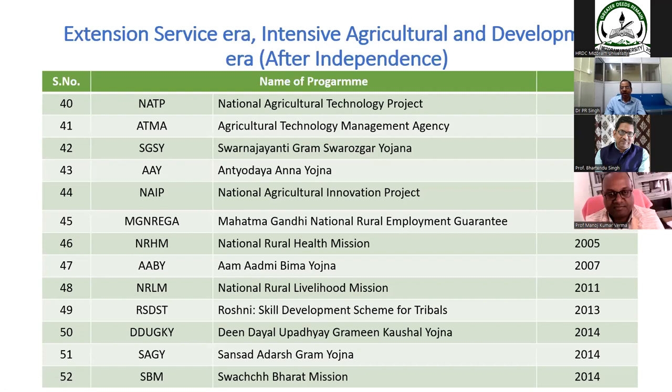Then ATMA is also, NATP is also functioning, but NAIP, the National Agriculture Innovation Project, was introduced in 2005. The main emphasis is on the development of this innovative technology. The concepts come from Israel's rain-fed sector. We have developed the rain-fed sectors.